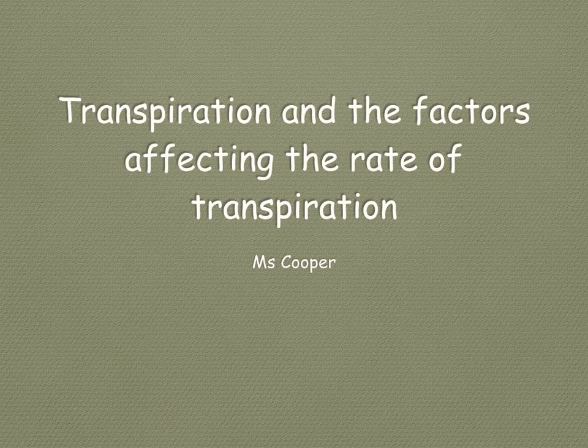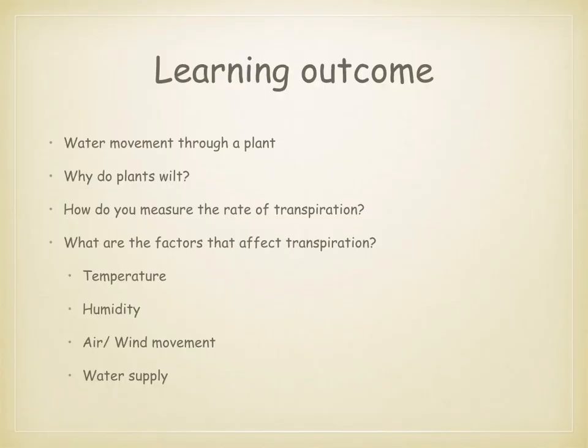In this topic, we're going to discuss transpiration and the factors affecting the rate of transpiration. So we're going to look at the water movement through a plant. This is just recapping as we've covered this in a previous lesson. Why plants wilt, how you measure the rate of transpiration, the different factors that affect transpiration. So you've got temperature, humidity, air or wind movement, and water supply.